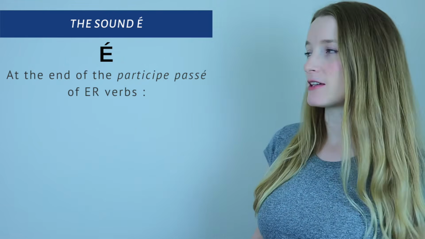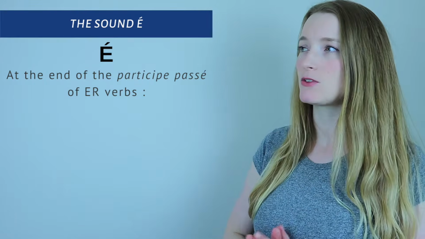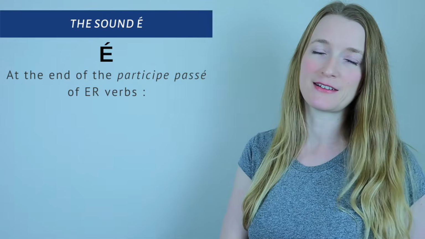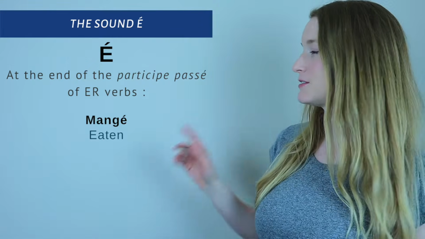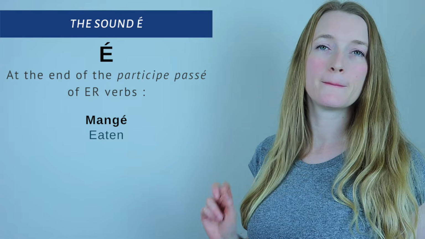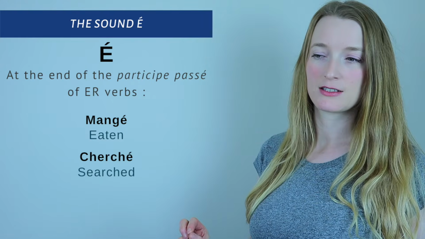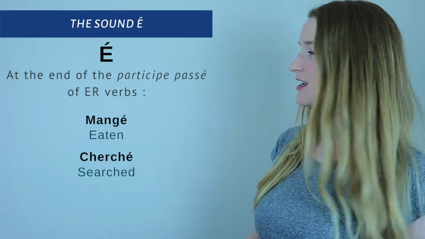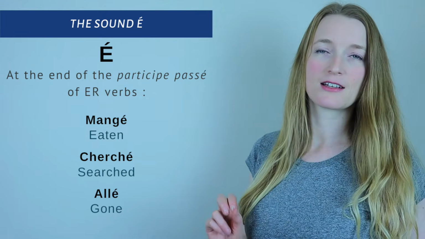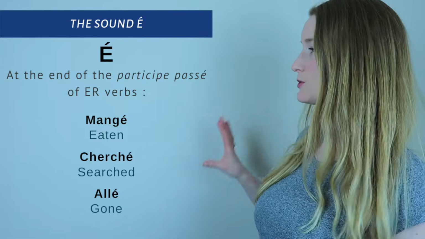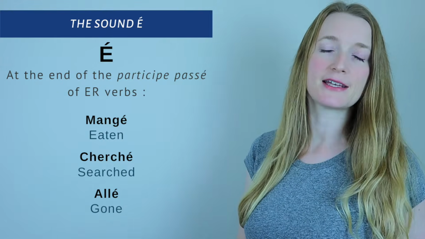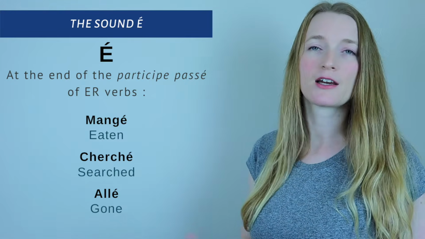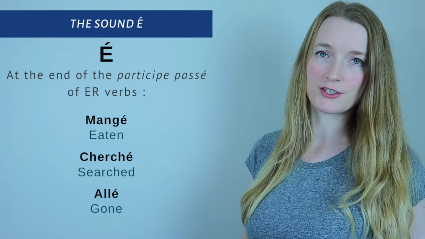You can also find the E accent aigu at the end of the participe passé of the verbs ending in ER. For example, mangé, cherché, allé. Those are all participe passé of verbs ending in ER. Verbs ending in ER are the most common ones in French.